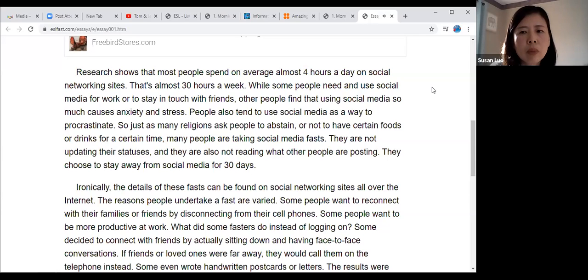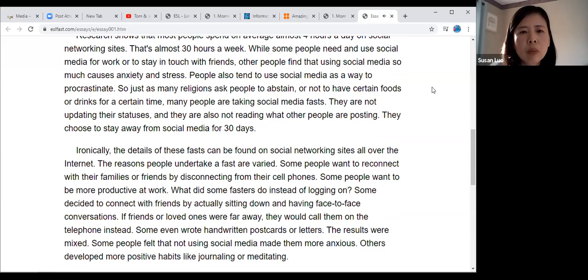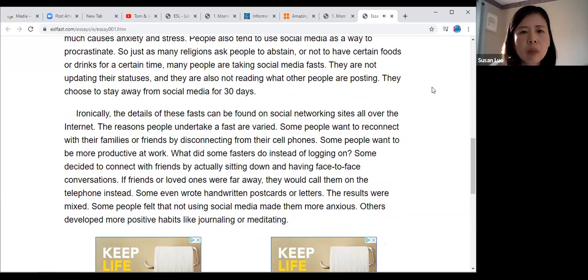They choose to stay away from social media for 30 days. Ironically, the details of these fasts can be found on social networking sites all over the internet. The reasons people undertake a fast are varied. Some people want to reconnect with their families or friends by disconnecting from their cell phones. Some people want to be more productive at work.